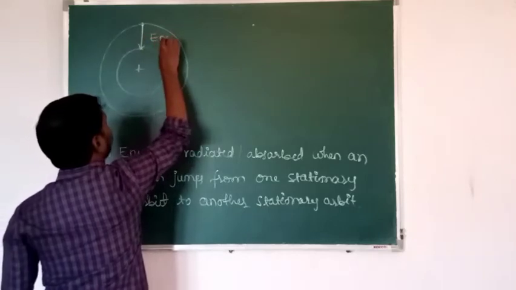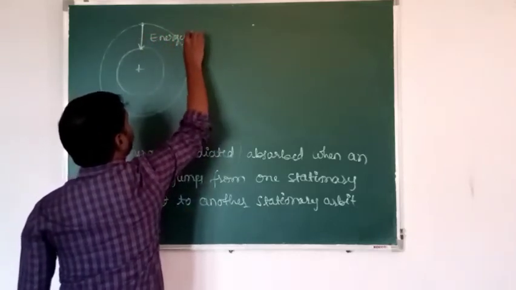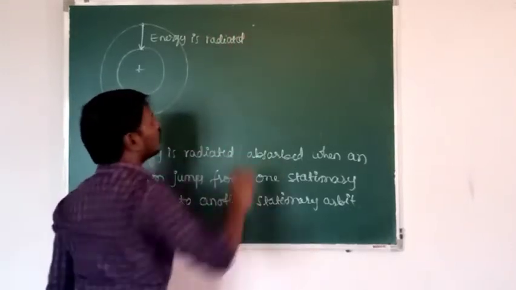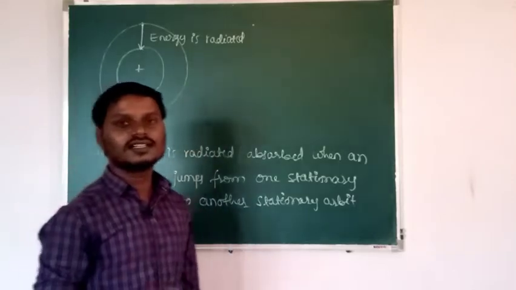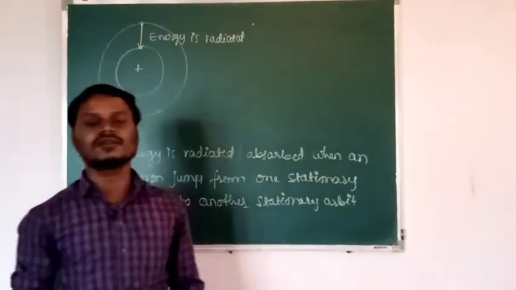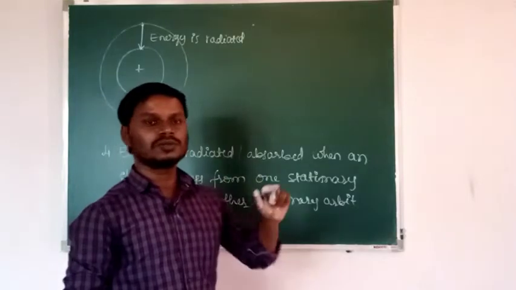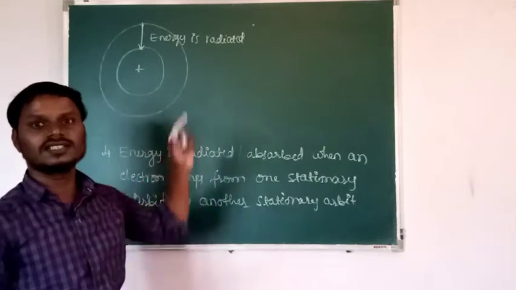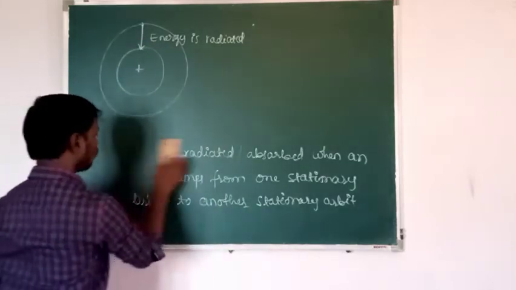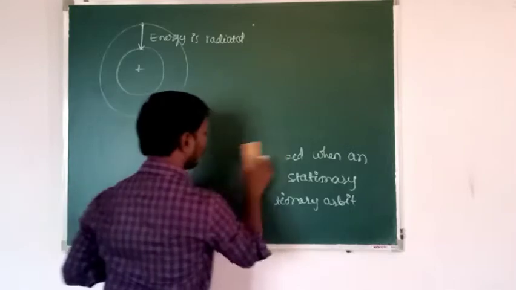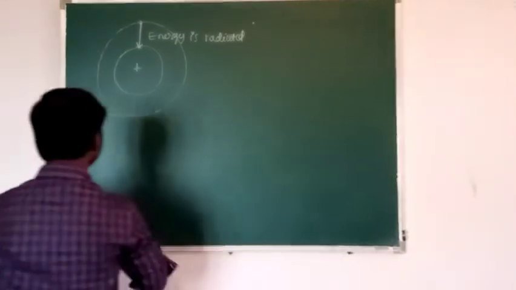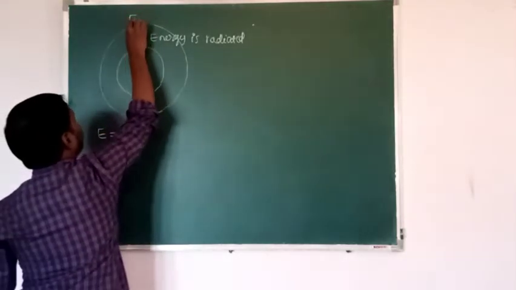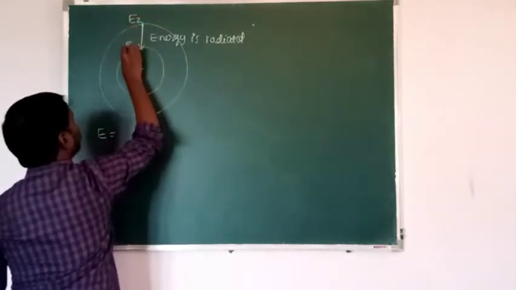Here the energy is radiated in the form of electromagnetic radiation, and the energy of that electromagnetic radiation is equal to the energy difference in these two orbits. Here the energy radiated is equal to the energy of the second orbit minus the energy of the first orbit.